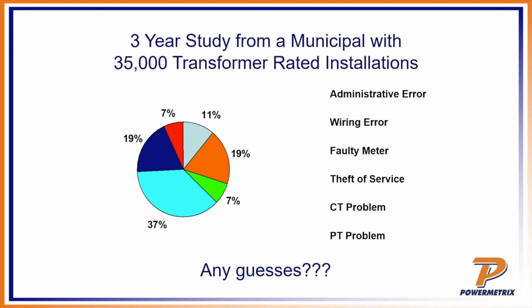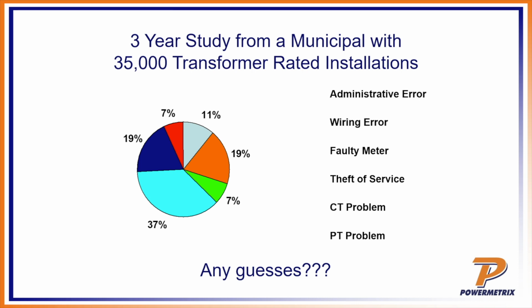Well, here is a scenario that was studied. There was a 3-year study from a municipality that had 35,000 transformer-rated installations. And over the study, there were 6 areas of error that were found. There was administrative error, wiring error, a faulty meter, theft of service, and CT problems and PT problems.